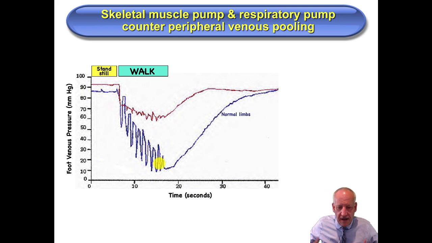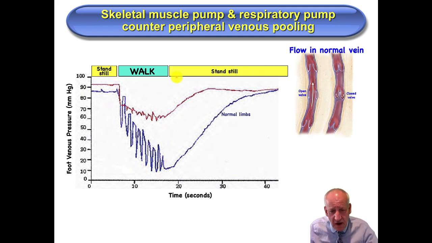In addition, as he starts to breathe more rapidly, the abdominal thoracic pump is pulling more blood from the periphery into the thorax. When we ask our subject to stop walking and remain standing still, foot venous pressure increases progressively back to about 85 millimeters mercury.